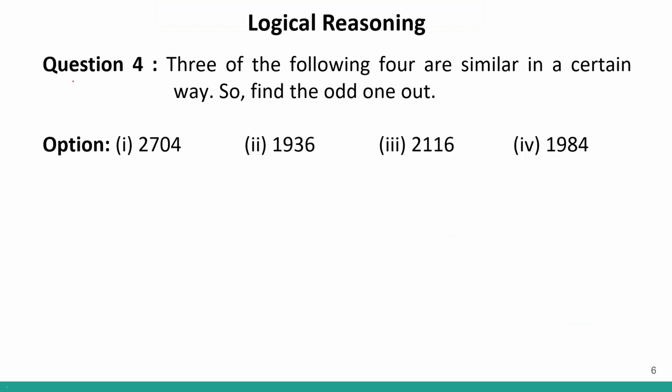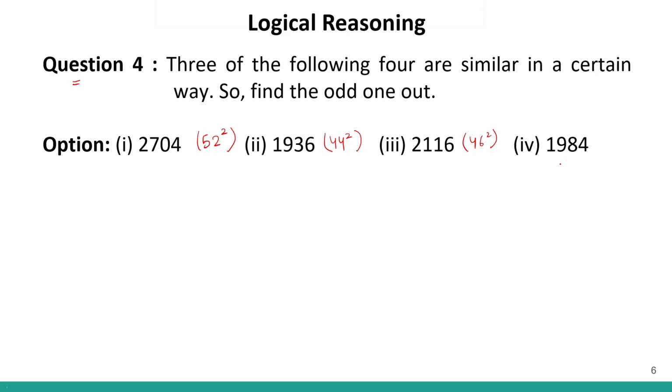Now, question number 4. 4 options and we have to identify the one that is different. Just by looking at these options, I can see that if you know the squares, 2704 is basically the square of 52. Similarly, 1936 is basically the square of 44. 2116 is the square of 46. But 1984 is not a perfect square.